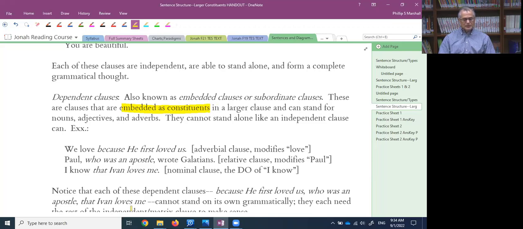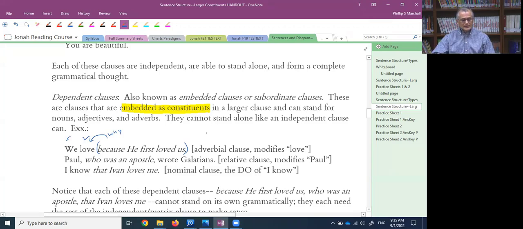In our three examples here, we have: we love because he first loved us. This expression, because he first loved us, is giving the reason why we love. So what is it doing? It's qualifying the verb love, isn't it? And so we could say that that embedded clause, because he first loved us, is adverbial. It modifies the verb love, tells you why the loving happened. It's not modifying we, it's modifying the act of loving.